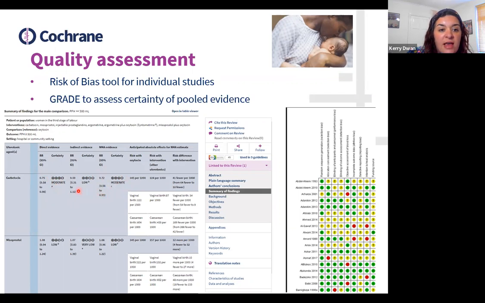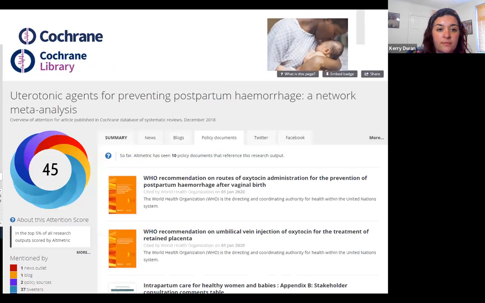You can see here they had moderate certainty for the direct evidence and low certainty for indirect. And what they've done is they've taken the highest certainty there, and they've used moderate for the results from the network meta-analysis. So this is just to show the impact of this particular review with network meta-analysis, and it was included in the WHO recommendations.